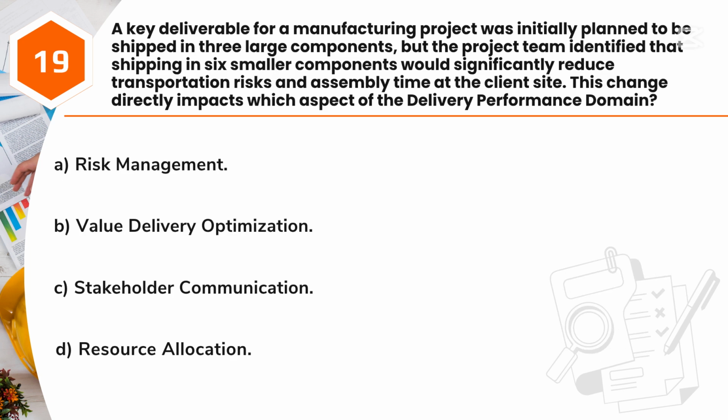Question 19. A key deliverable for a manufacturing project was initially planned to be shipped in 3 large components, but the project team identified that shipping in 6 smaller components would significantly reduce transportation risks and assembly time at the client site. This change directly impacts which aspect of the delivery performance domain? A. Risk management. B. Value delivery optimization. C. Stakeholder communication. D. Resource allocation.